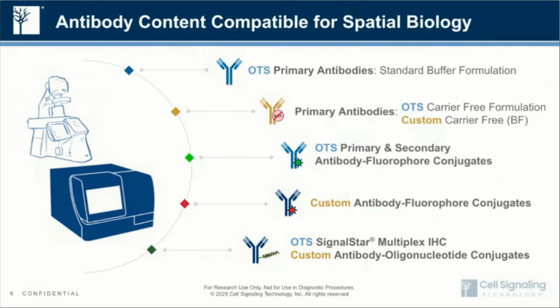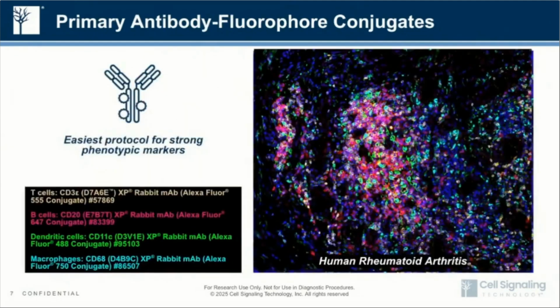So you can see here we have OTS primary antibodies that can be combined with fluorescent secondary antibodies for indirect immunofluorescence. We have primary antibodies that are directly conjugated to fluorophores that can be used for imaging, as well as, I'll give you more details later, our SignalStar Multiplex IHC technology. First, I'll go through the primary antibody fluorophore conjugates.